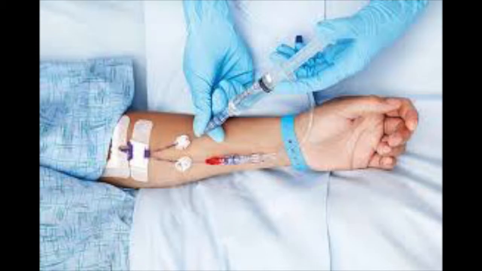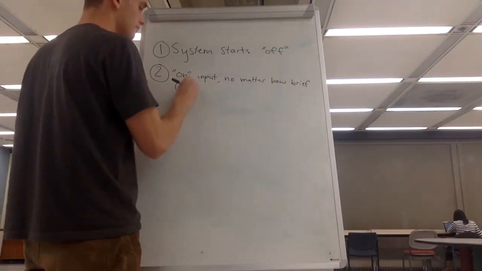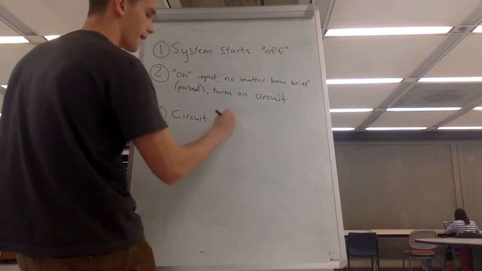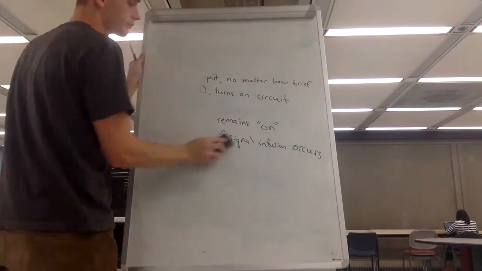Then, once the pathogen is eliminated, an off signal can be delivered through intravenous infusion to turn off the response in all cells. So I started designing my circuit based on three principles. Firstly, the system starts off, and then an on signal, no matter how brief, turns on the circuit, and the circuit remains on until the off signal is input.